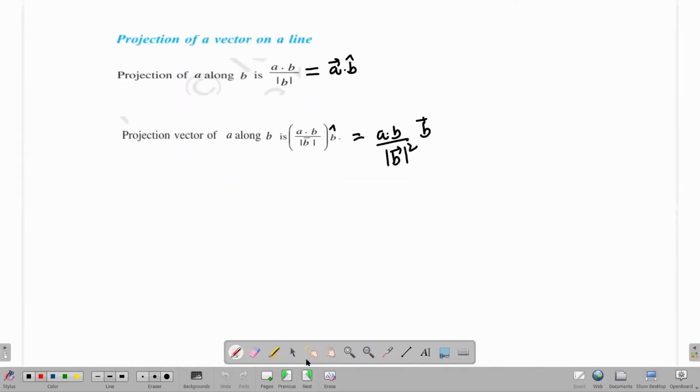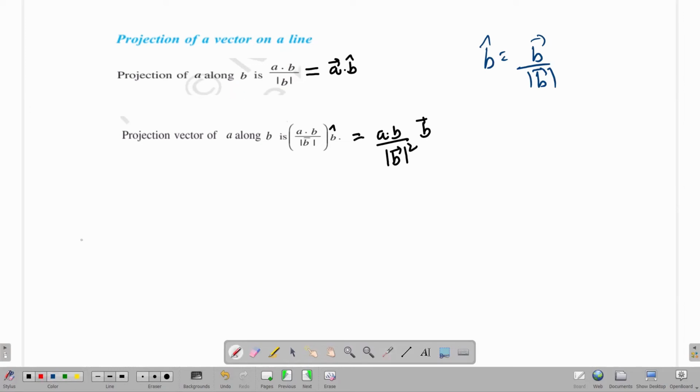Now next. This is again a very important concept. Projection of a vector on a line. So projection of A on B is the dot product of A with the unit vector B, or further we can write that A dot B upon mod B, because unit vector B is B upon mod B. I just replace it by this B upon mod B. So this is what projection of A on B is.